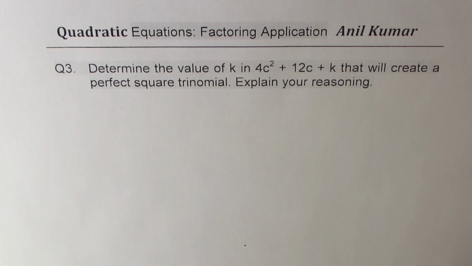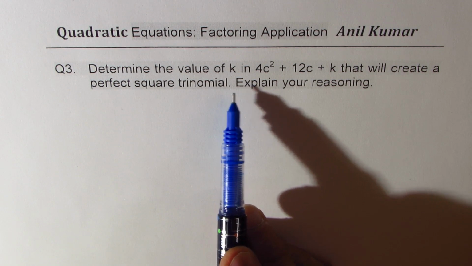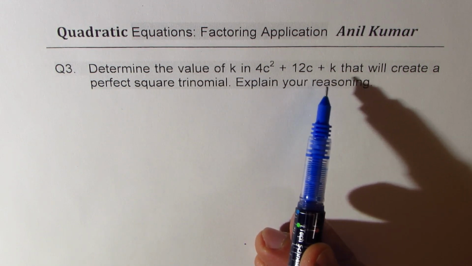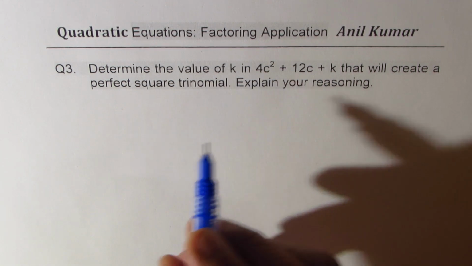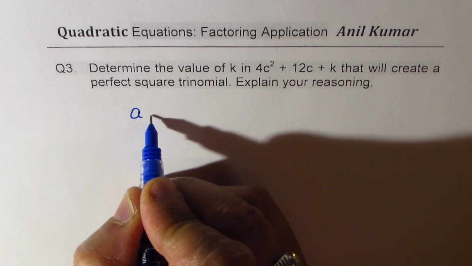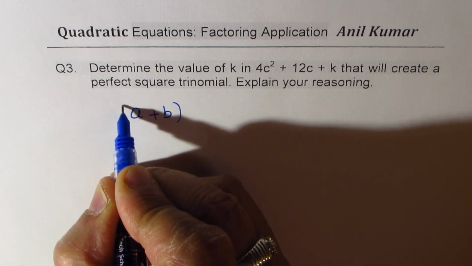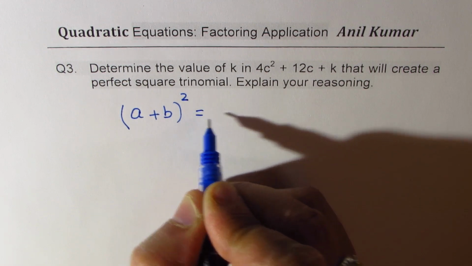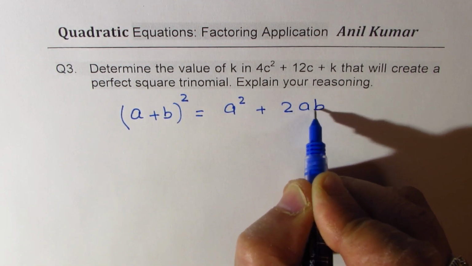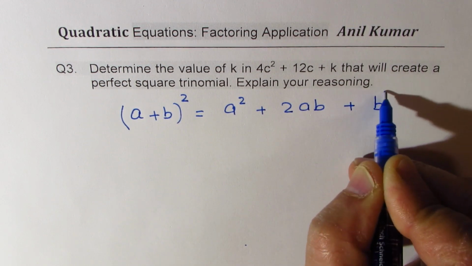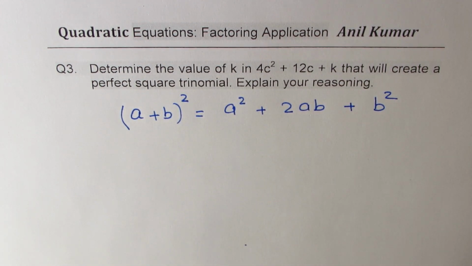Question number 3. Determine the value of k in 4c square plus 12c plus k that will create a perfect square trinomial. Explain your reasoning. So what is a perfect square? Let me write down a formula here. So a plus b whole square is equal to a square plus 2ab plus b square. So that is how the terms should be to make it a perfect square.